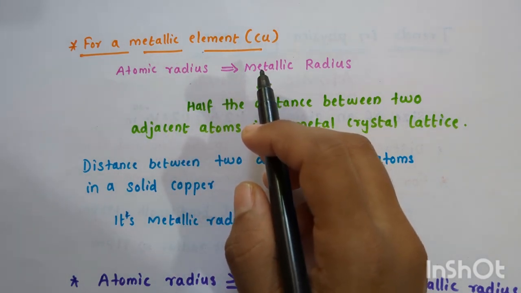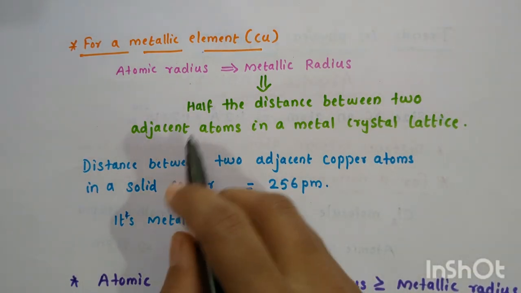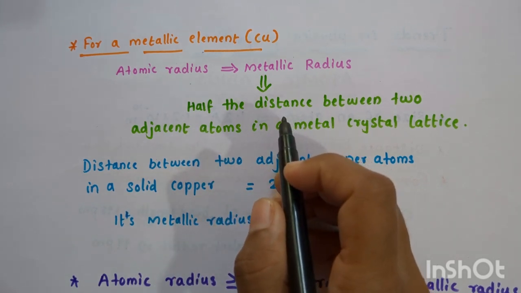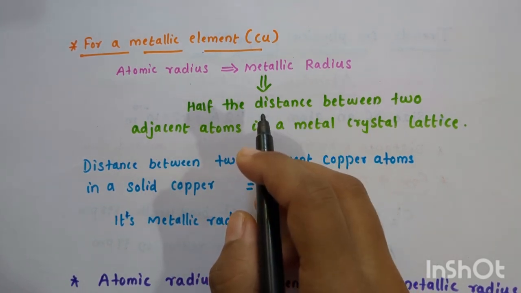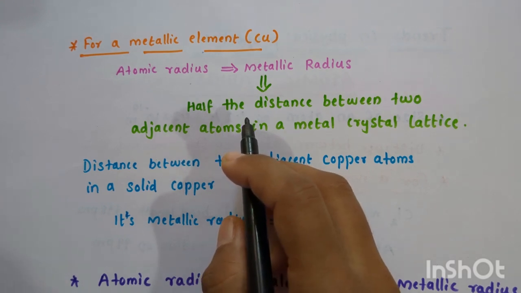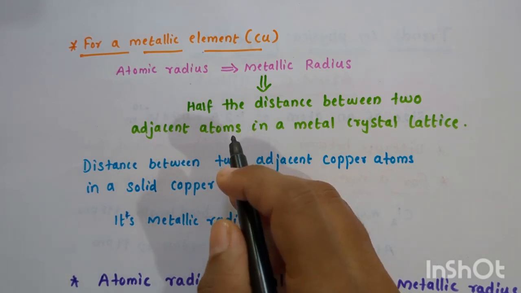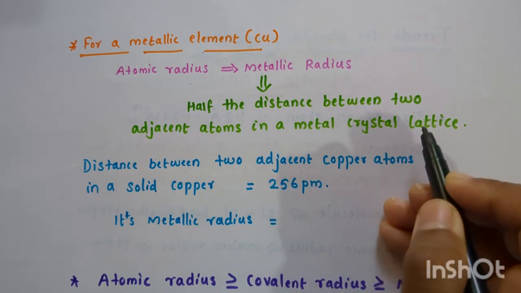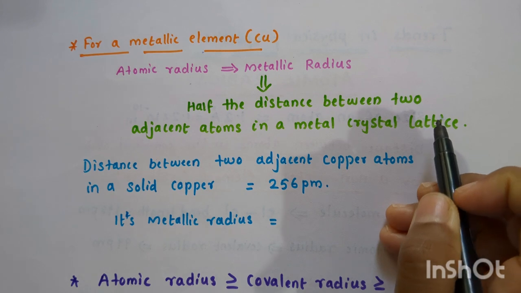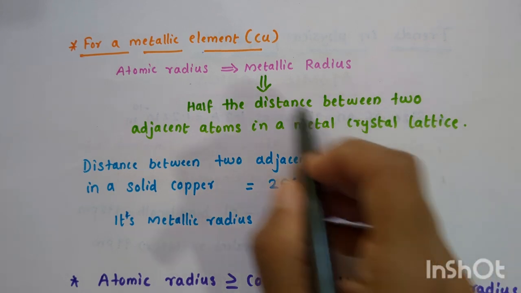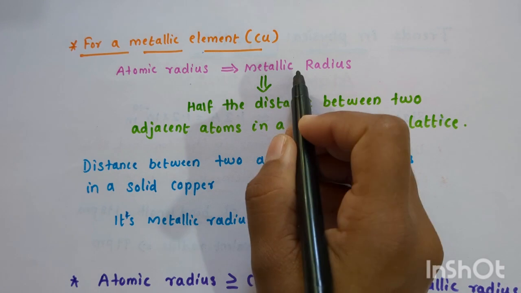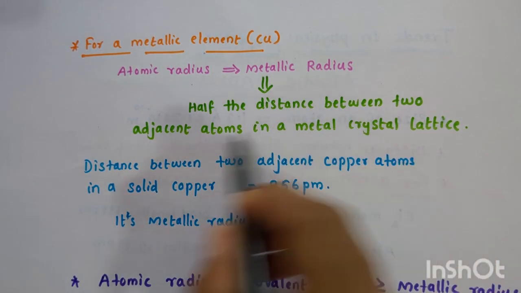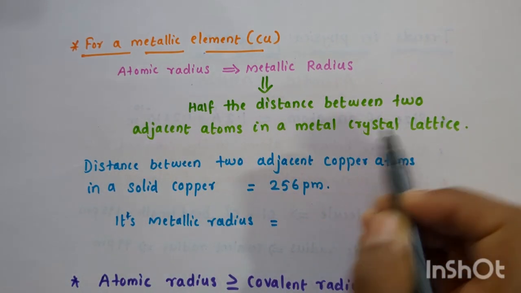For a metal, the metallic radius is actually half the internuclear distance separating the metal cores in the metallic crystal. That is, for a metal, the metallic radius is half the distance between two adjacent atoms in a metal crystal lattice. So, for a metallic element, the term atomic radius refers to the metallic radius of the atom.